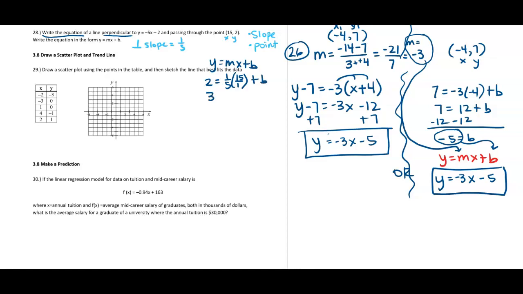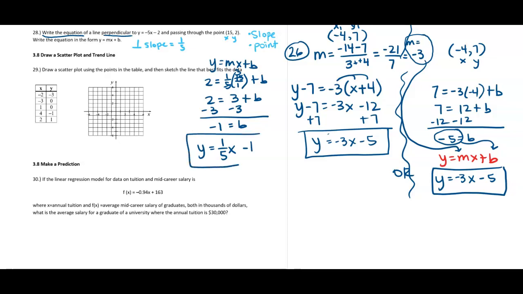So if I simplify this, I get 2 equals, well, 5 divides into 15 3 times, so 3 plus b. And then I need to subtract the 3 over. So b equals negative 1. Right. And so now I have my slope, and now I have my y-intercept. So y equals 1/5 x minus 1. And that would be your answer there.